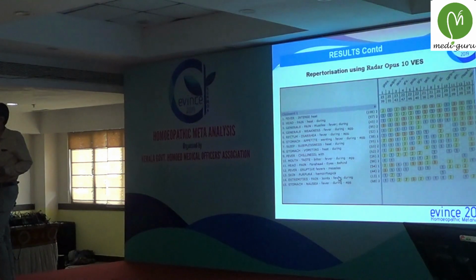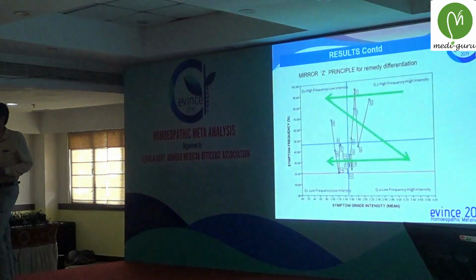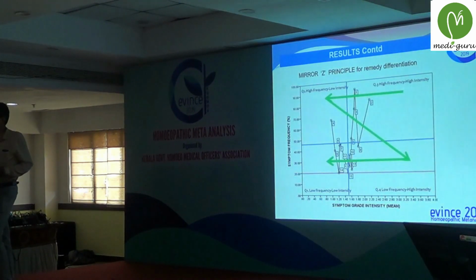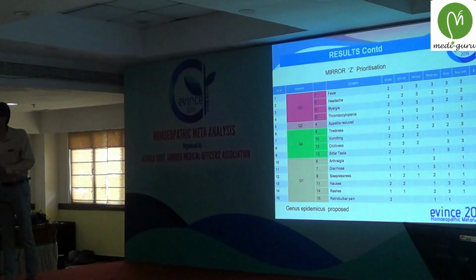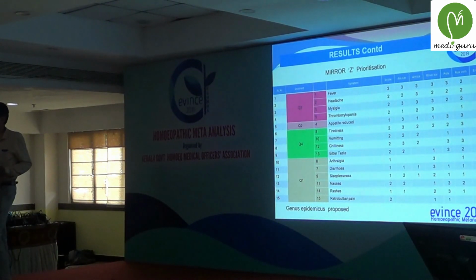The result obtained is this, and from this the most important remedies were differentiated using the mirror result principle, that is Q3, Q2, Q4: high frequency high intensity, high frequency low intensity, low frequency high intensity, and low frequency low intensity quadrants. This displays where each symptom stays, and what the importance is according to the frequency and intensity among the population. So putting it in another chart, the Q2, Q3, Q4 show which symptoms are most important in their order.